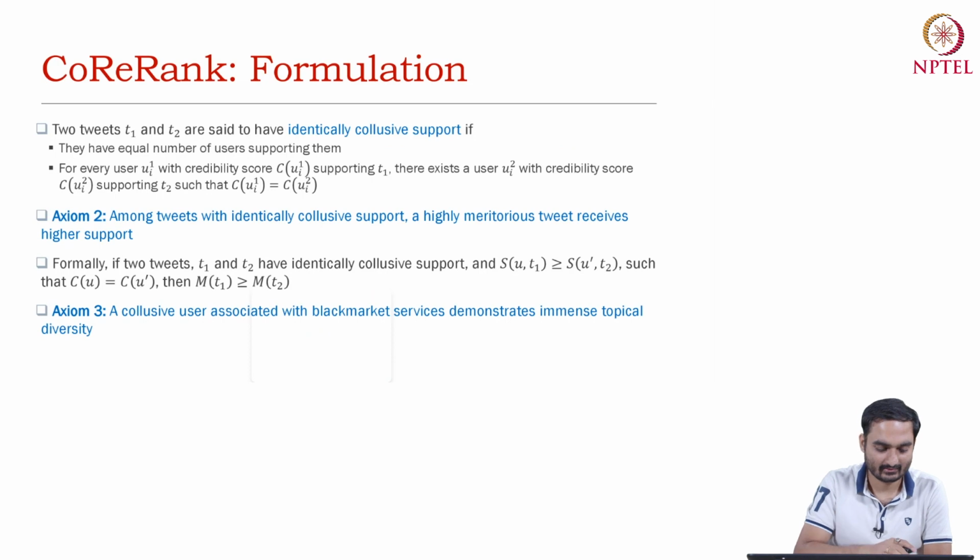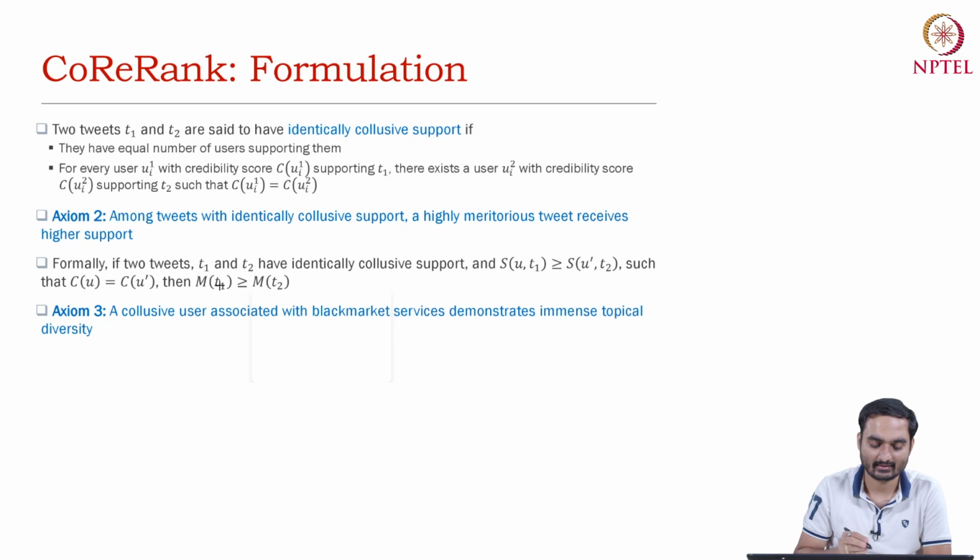Then we also observed that if you take two tweets T1 and T2, we quantify something called identically collusive support. What does it mean?